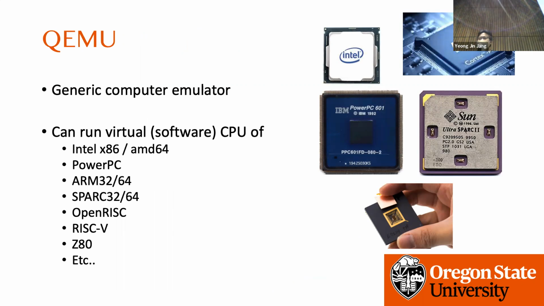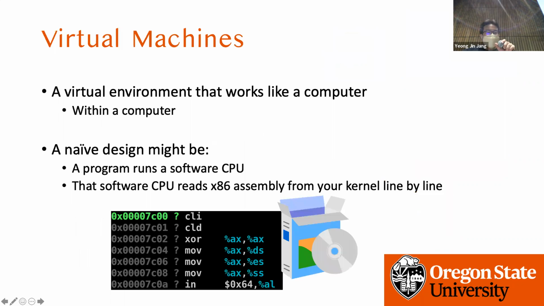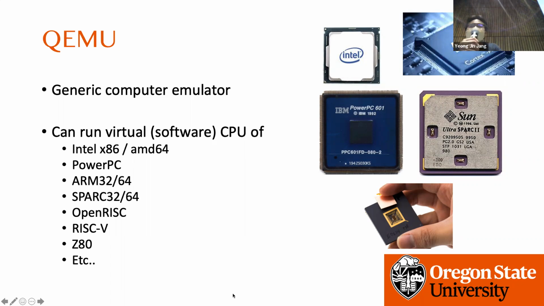So QEMU is a generic computer emulator tool. It implements software CPUs, so there's a software CPU that can read and run all the instructions. Another benefit is that it can run many virtual CPUs. If there's a definition and software implementation of the virtual CPU, then QEMU can run Intel 32/64-bit, PowerPC, ARM, SPARC, RISC, and many other architectures.